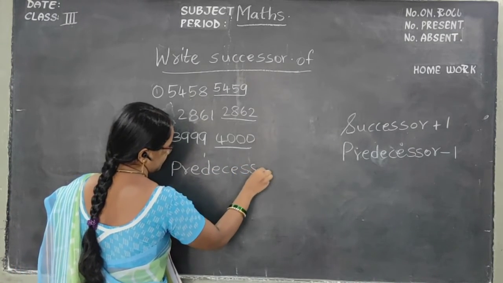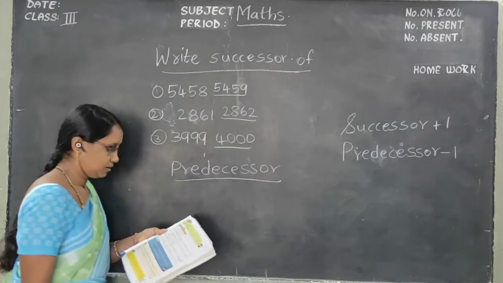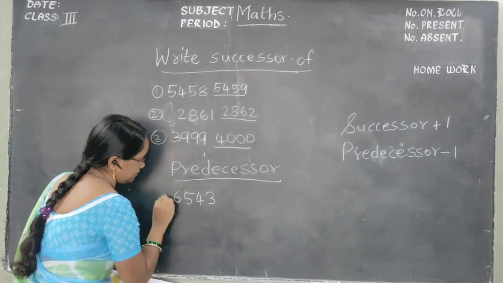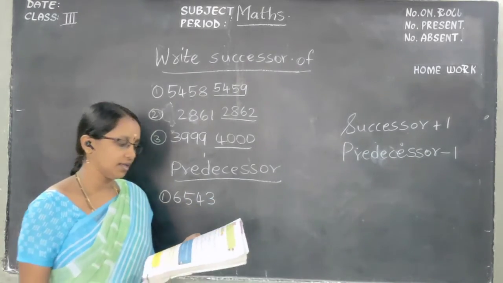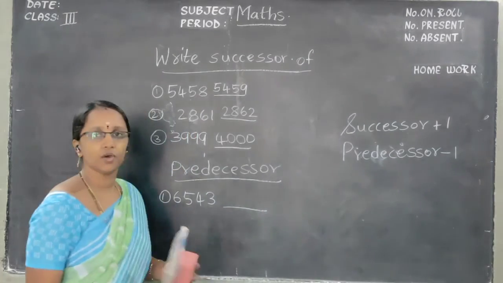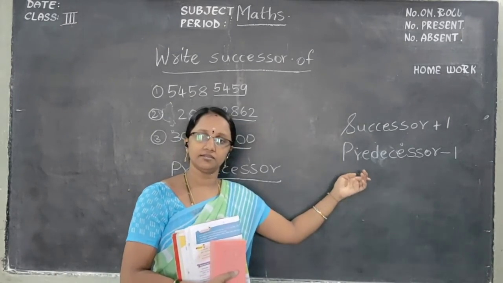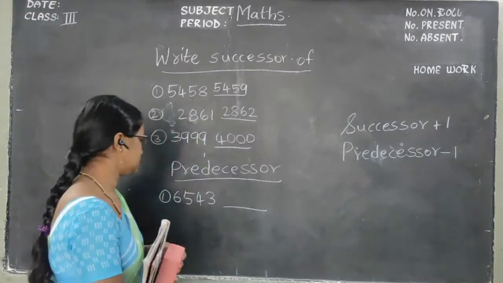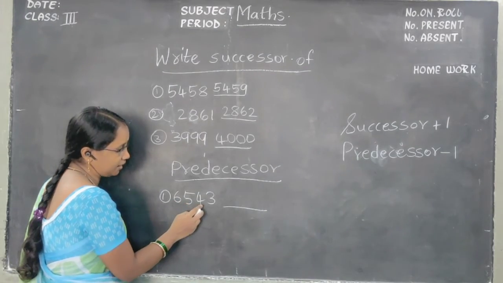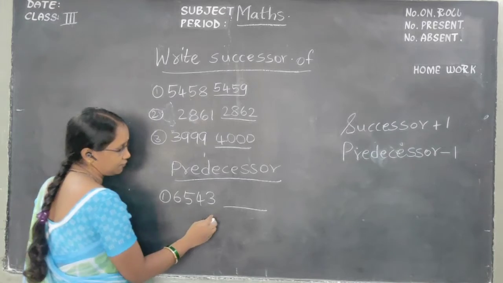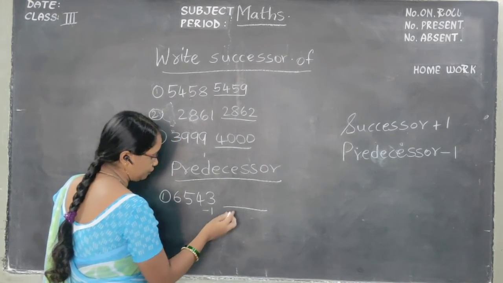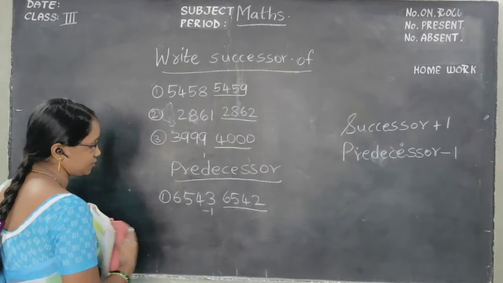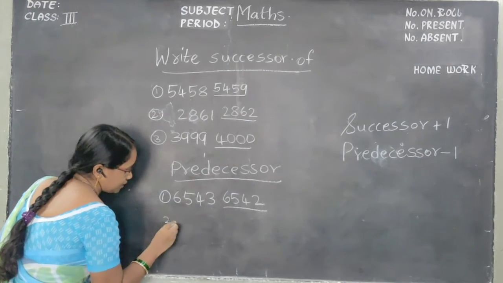Now we will go to predecessor. Next Roman. What is the first question? 6543. So what I said, predecessor means what? That is minus 1. Predecessor means minus 1 or before numbers. So here what is given? 6543. So minus 1 if you do, what will come? 2 will come. That is 6542. Have you understood? Now second question.